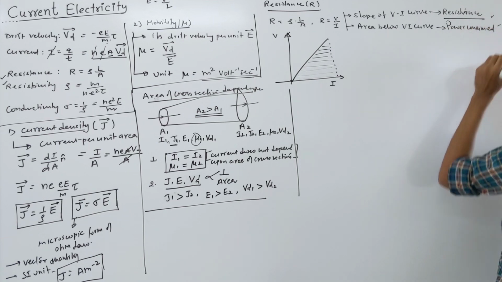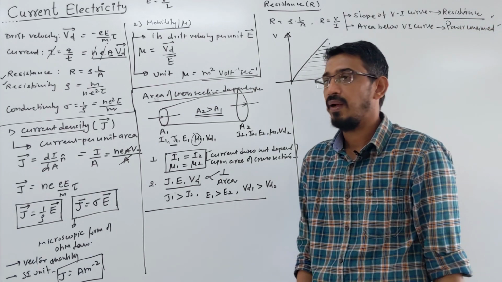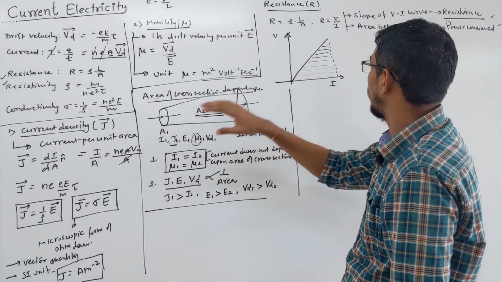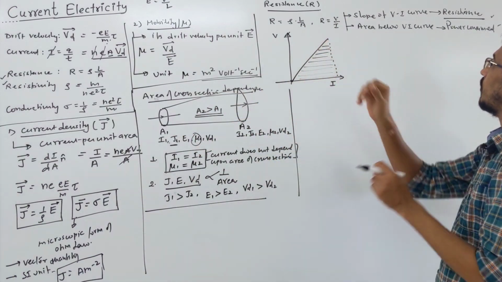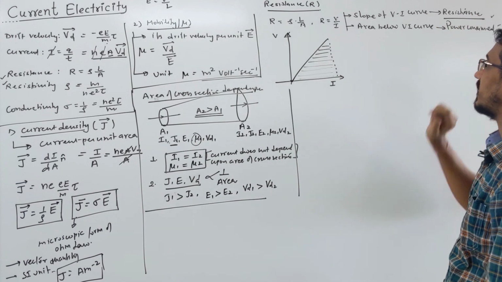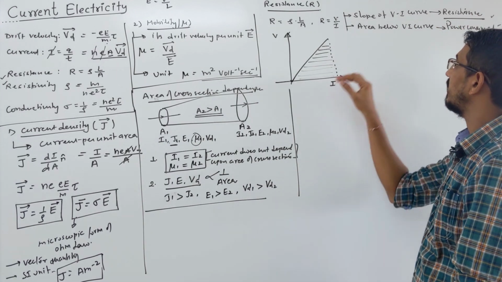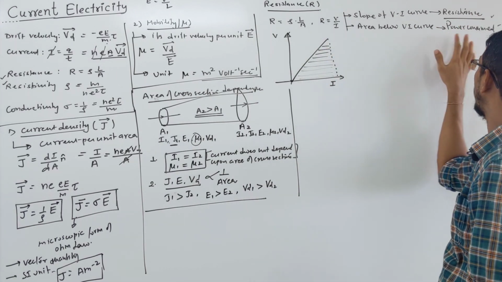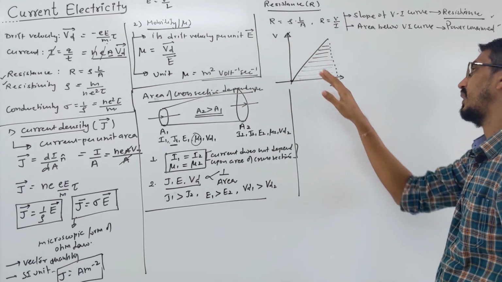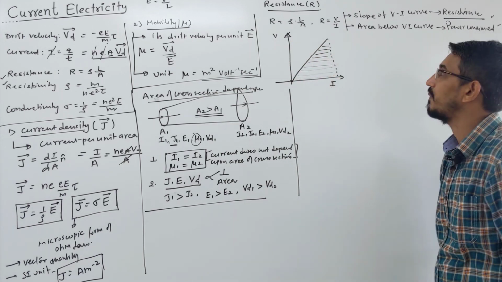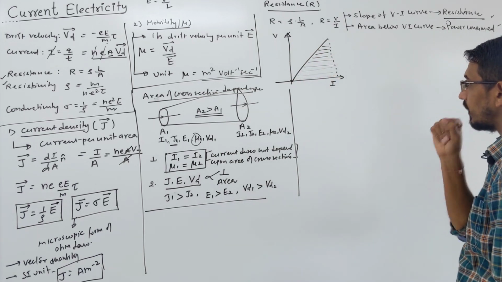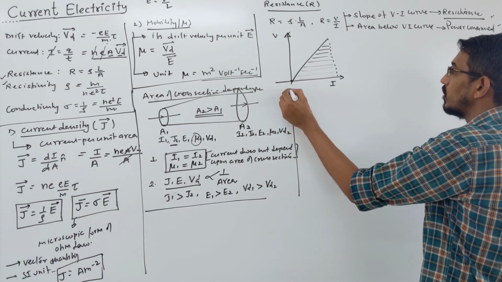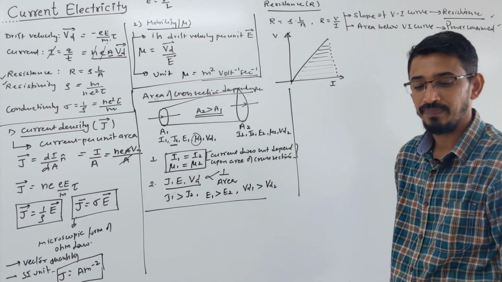Okay, important thing? Yes, important. I will discuss it once I tell you the temperature effect. One question was asked on this. So the slope of the V and I curve gives resistance, and the area below this V and I curve gives the power consumed, because V into I is called power. Okay, yes.